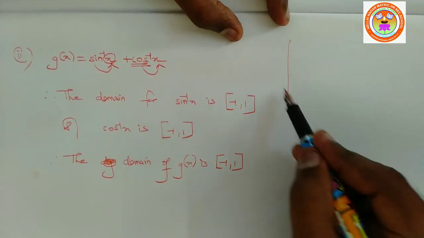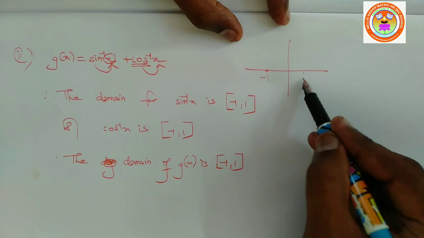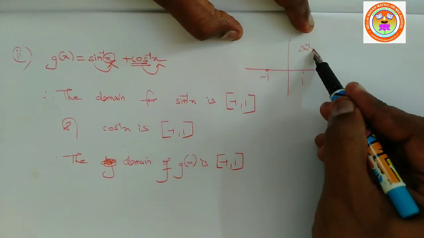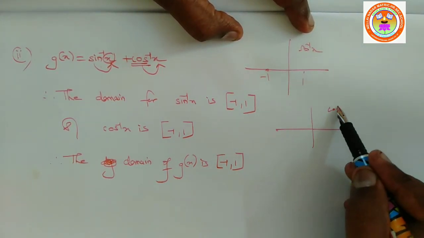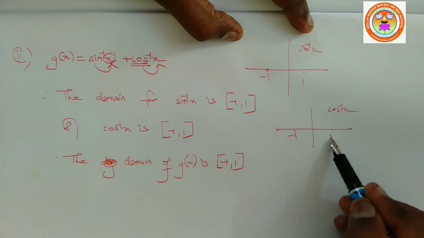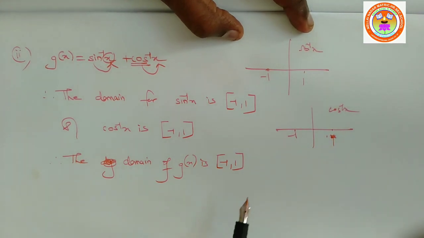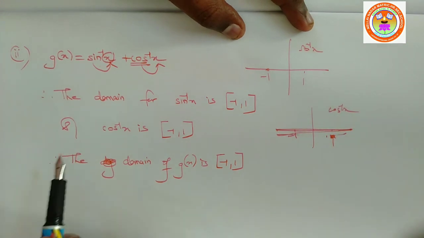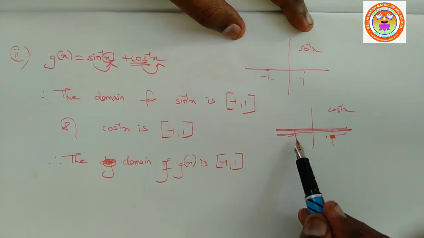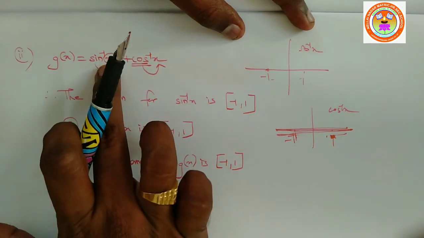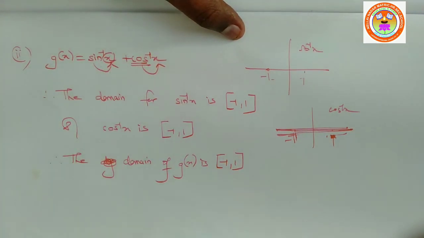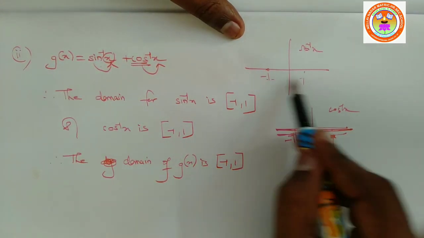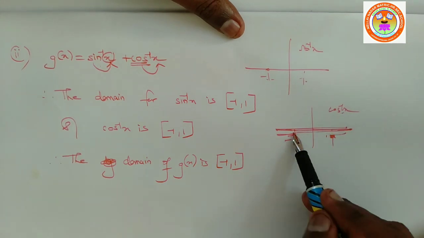You can also draw the diagram, no? The x value contains minus 1 to 1 for the sin inverse of x curve. The same for cos inverse of x also. The x value contains minus 1 to plus 1. What is the domain? In x where the curve lies, minus 1 to 1. For sin, if you have any problem, go and see the sin inverse of x curve. The x contains minus 1 to 1. For cos inverse also, x contains minus 1 to 1.